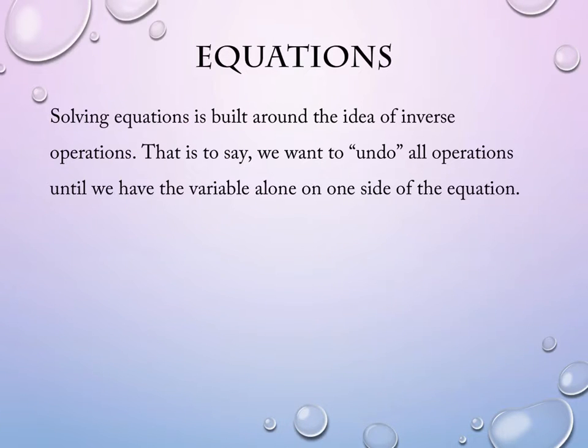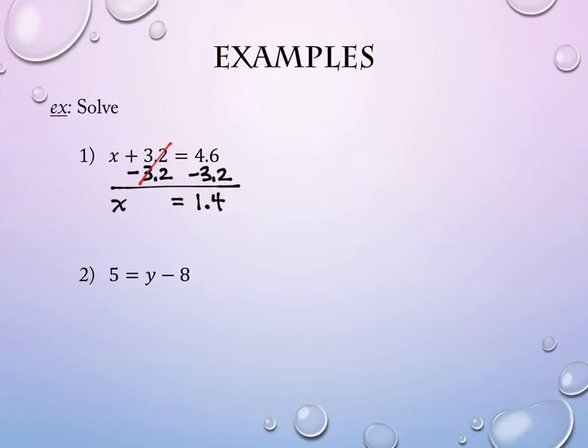The idea of inverse: we want to undo all the operations until we have the variable alone. Okay, so we're undoing operations where we're doing inverses. It doesn't matter whether the variable is located on the left-hand side or the right-hand side to be alone. So as we're looking at this 5 equals y minus 8, if it really bothers you that the y is on the right-hand side, you're welcome to rewrite this as y minus 8 equals 5. That's fine. So definitely not necessary, but you could if you'd like. I'll leave mine as it is.